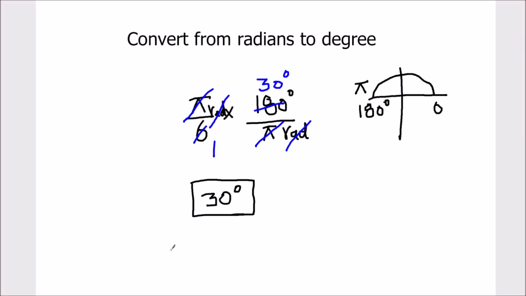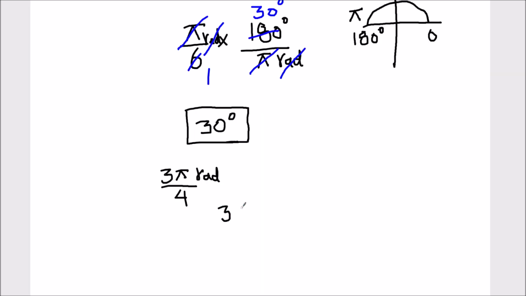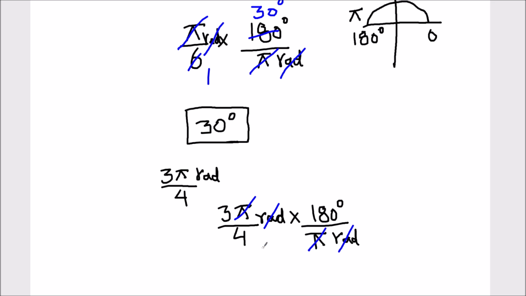Let us now take one more example and convert 3 pi by 4 radians to degrees. So we'll write 3 pi by 4 radians and we'll multiply it by 180 degrees by pi. Now we are going to simplify it. Here this pi radian gets cancelled with the pi radian in the denominator.